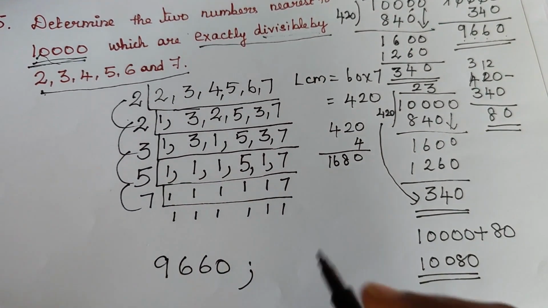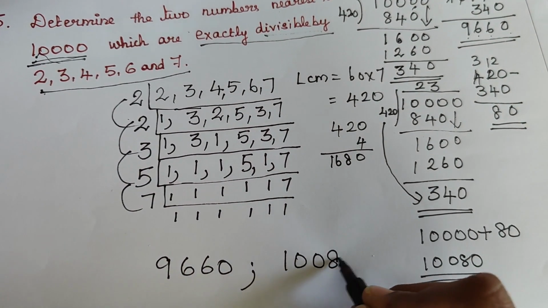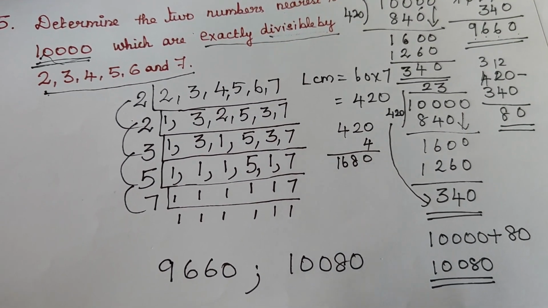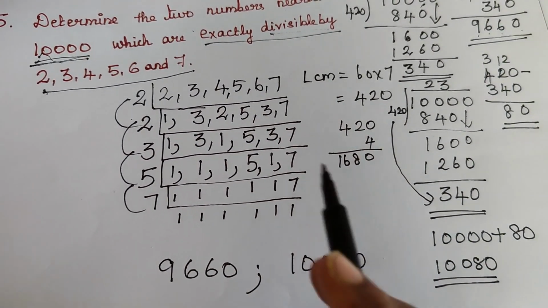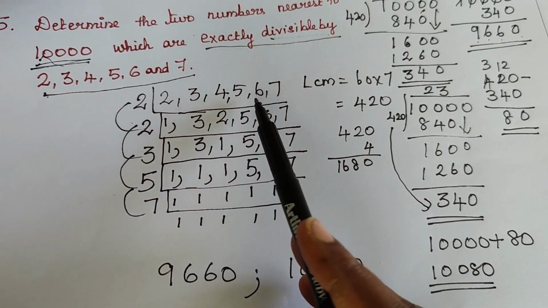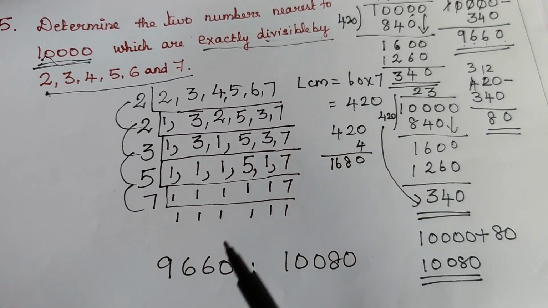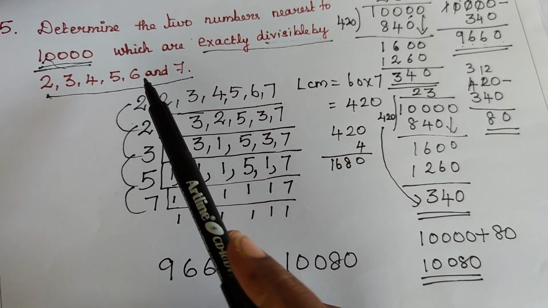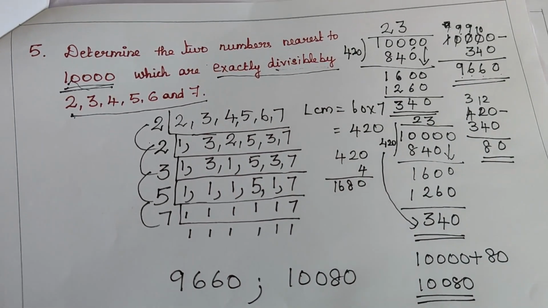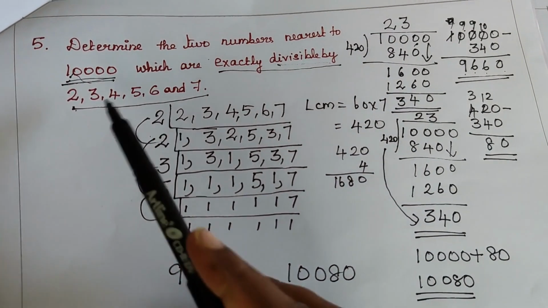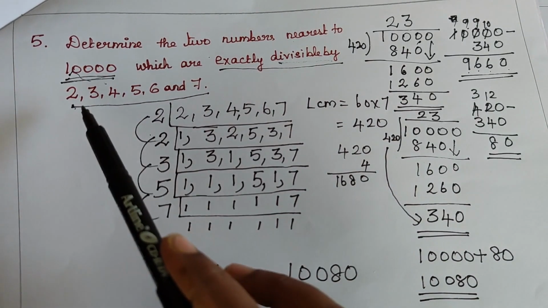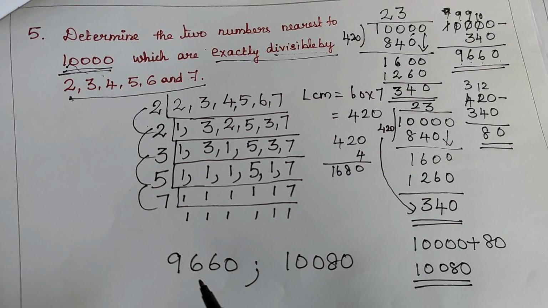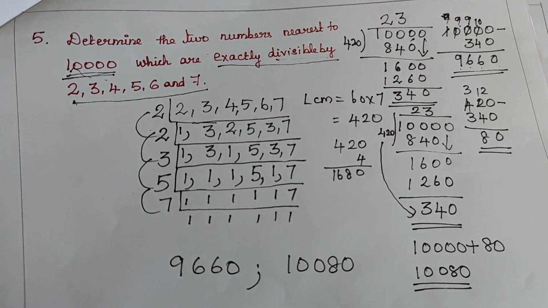So two numbers which are near 10,000 are, one number is 9,660 and another number is 10,080. These two numbers are divisible by 420. And that 420 is divisible by 2, 3, 4, 5, 6, 7. So we can say that these two numbers are also divisible by 2, 3, 4, 5, 6 and 7. So the two numbers which are near 10,000 and which are exactly divisible by 2, 3, 4, 5, 6 and 7 are 9,660 and 10,080. That's all.